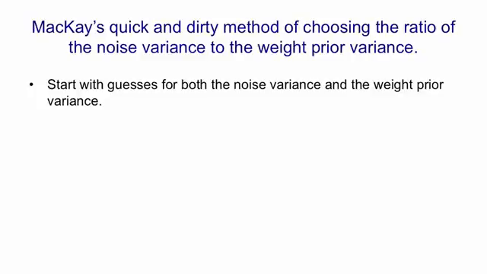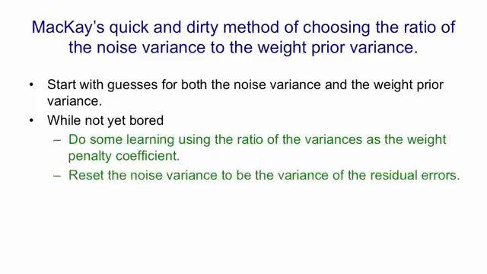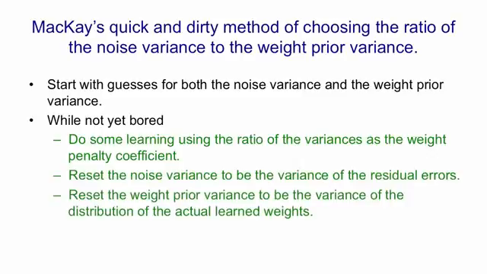You start by guessing the noise variance and the weight prior variance. Actually, all you have to really do is guess their ratio. Then you do some gradient descent learning, trying to improve the weights. Then you reset the noise variance to be the variance of the residual errors, and you reset the weight prior variance to be the variance of the distribution of the actual learned weights. And then you go back round this loop again. So this actually works quite well in practice, and MacKay won several competitions this way.